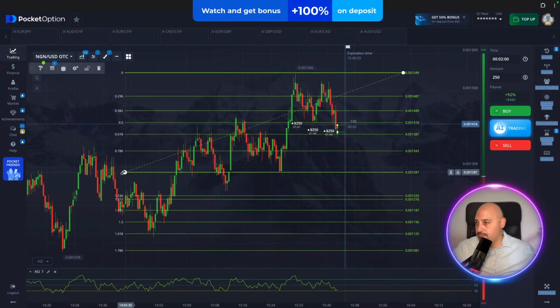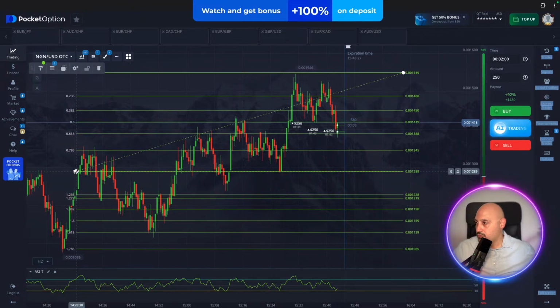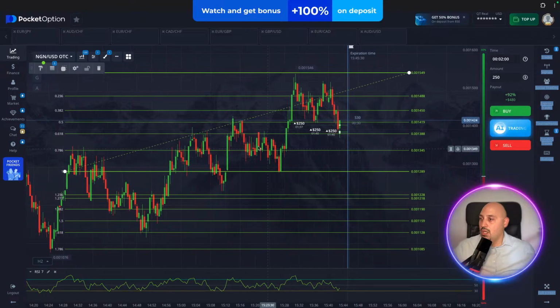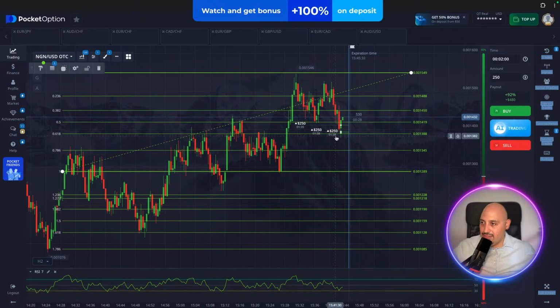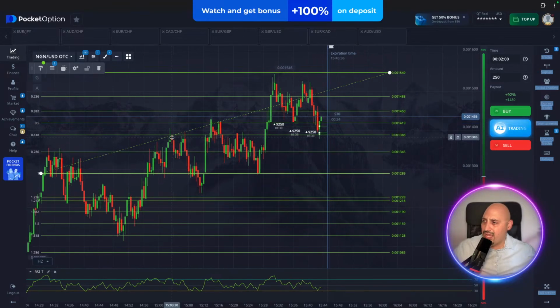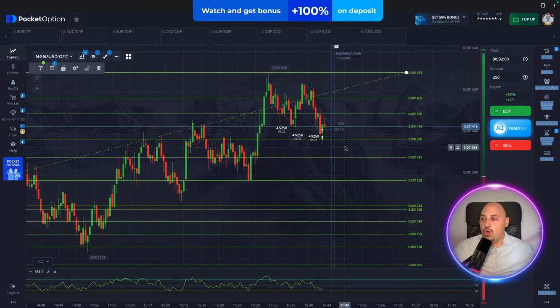If I do this, take a look at this. Look at how strong this support level is, because this one used to be a resistance. Look how many times it touched. Look how many times. There's so many times I can technically count them. There's so many, which gave me a very strong possibility.